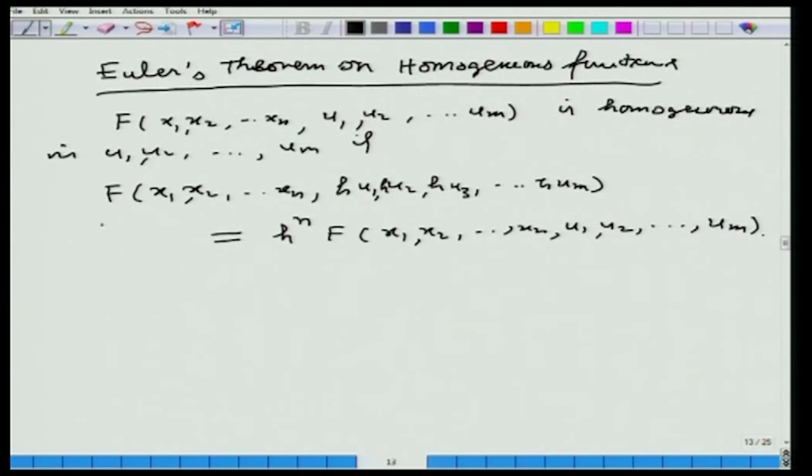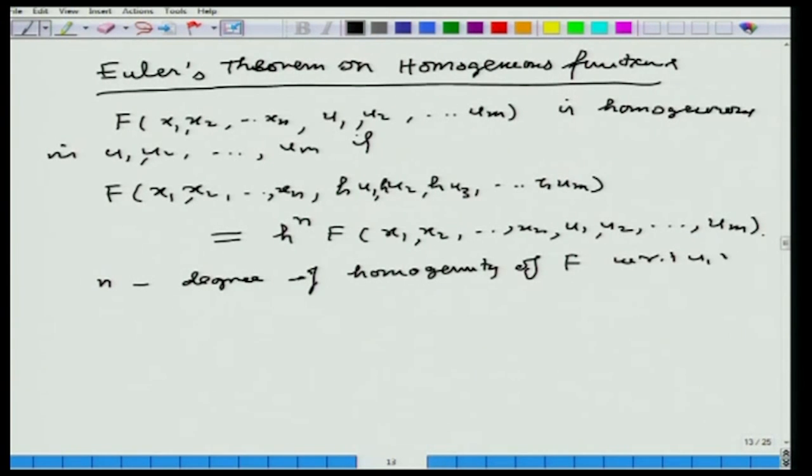So, this function f is homogeneous in these variables u 1, u 2, u m, if we have f of x 1, x 2, x n and h of u 1, comma h of u 2, comma h of u 3 and so on up to h of u m is actually equal to h to the power n times f. Here h comes out with power n. So, n is called the degree of homogeneity of f with respect to u 1, u 2, u m.